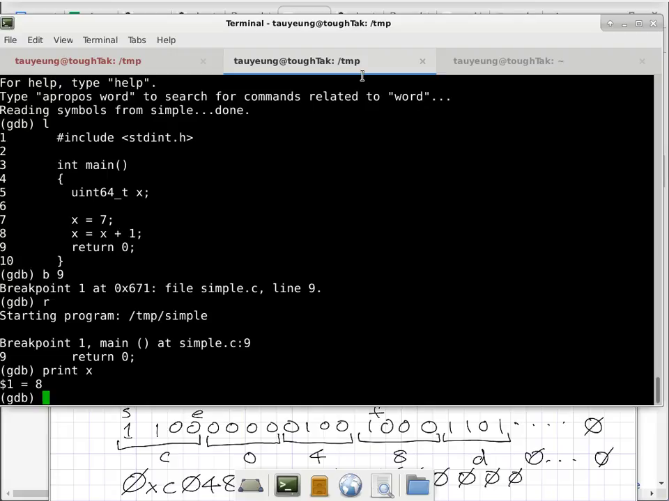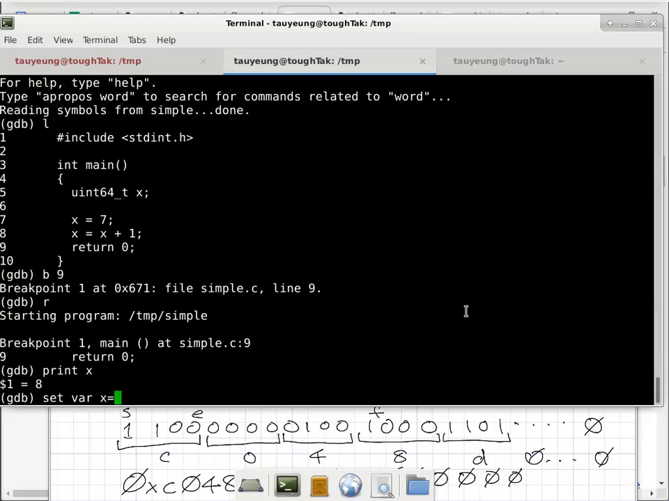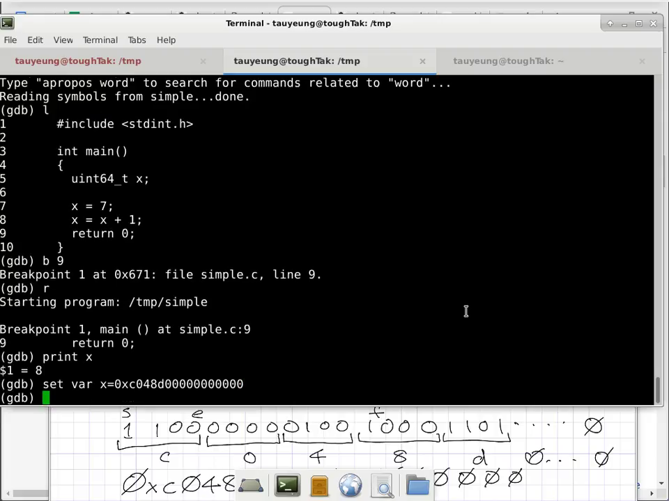So what I'm going to do now in GDB is change the value of x to what we had earlier, which is this number here. You don't have to be able to see it, I'm just going to put it here. It's C048D and then 11 zeros. 1, 2, 3, 4, 5, 6, 7, 8, 9, 10, 11. Press the Enter key. It took it without a problem.